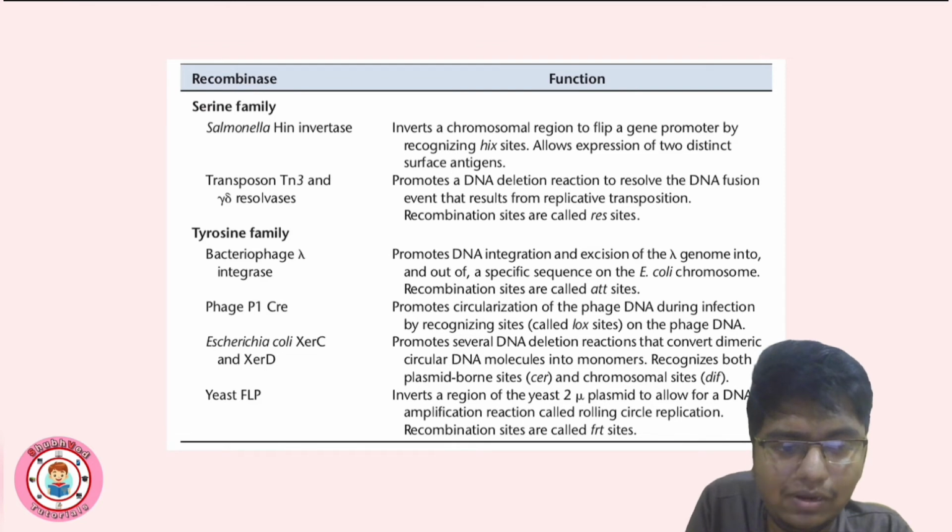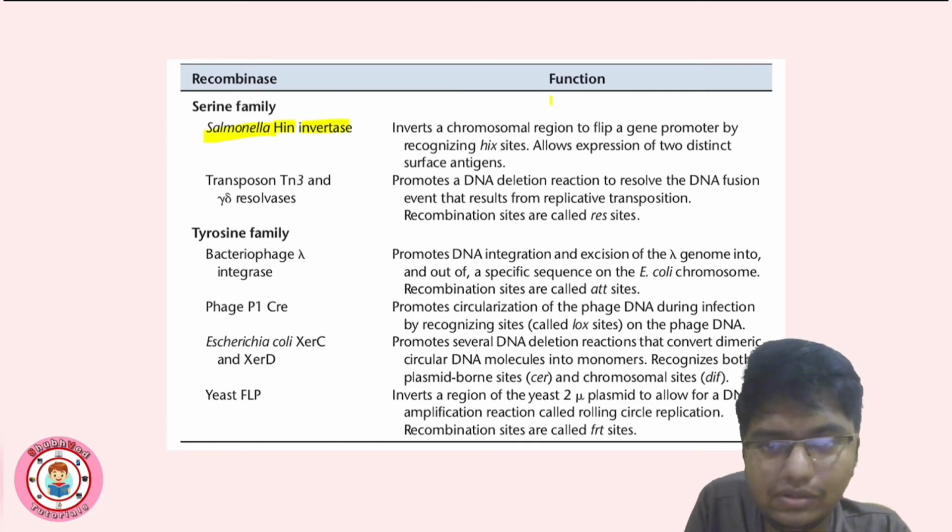Now these are examples of recombinase enzymes. Very important. Salmonella invertase: what is the function? It inverts a chromosomal region to flip a gene promoter by recognizing hix sites. This allows expression of two distinct surface antigens. Then the transposon, related to transposition basically, but remember this is an example of the serine family. What it does is promote a DNA deletion. The transposon deletion reaction takes place to resolve the DNA fusion that results from replicative transposition.